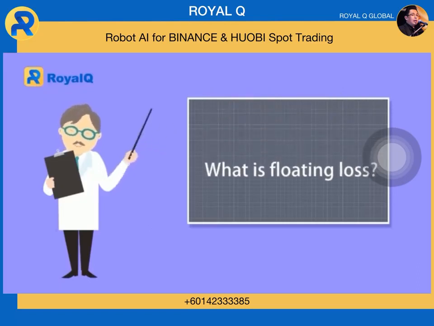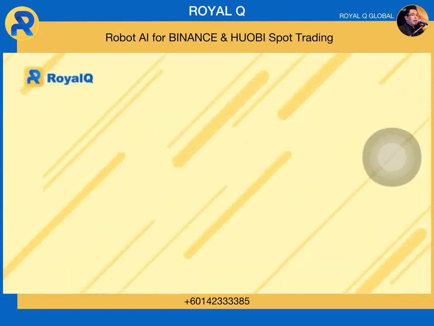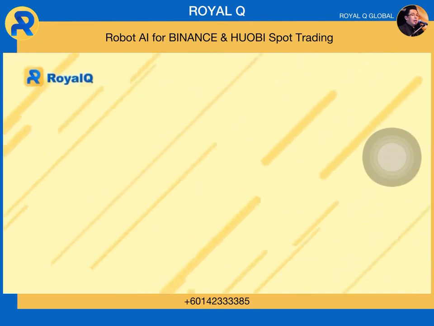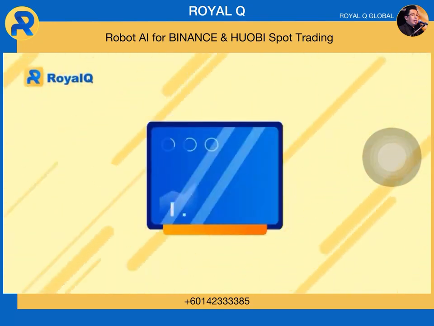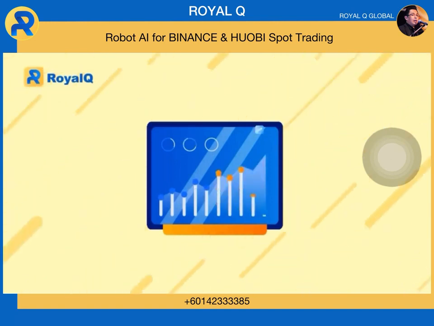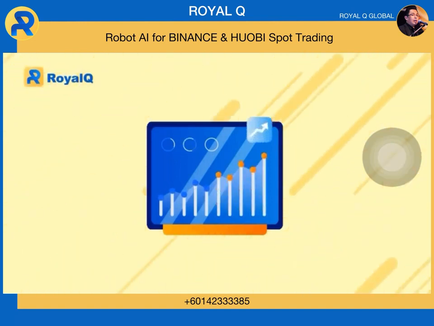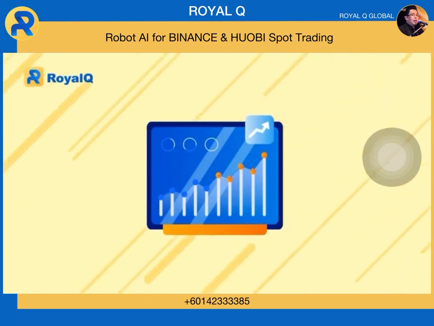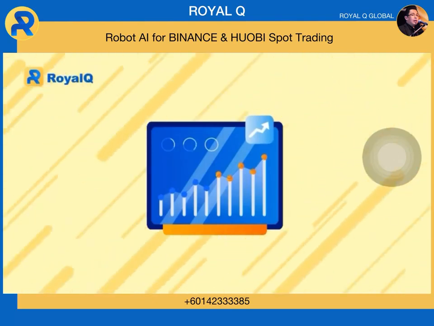What is floating loss? First of all, a floating loss is not a real loss, but a display of the profit and loss status of the position at the current price. Because we have not made a sell action, it will not be a real loss, so it is referred to as a floating loss.